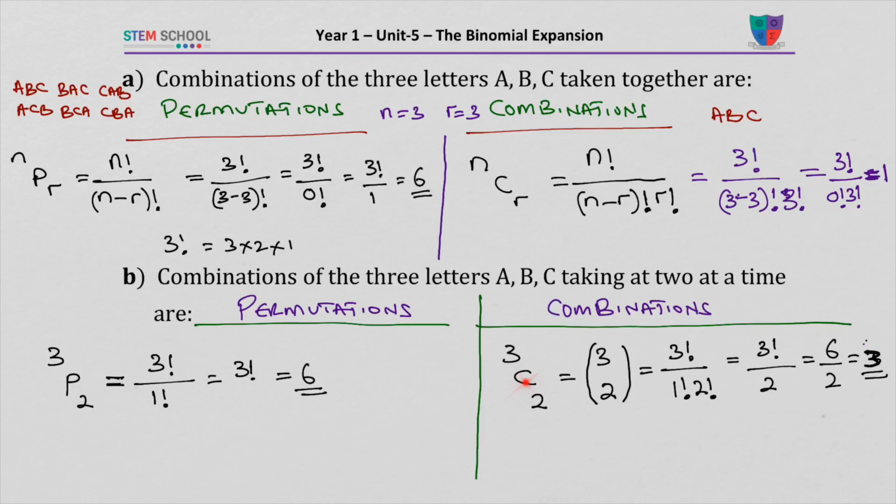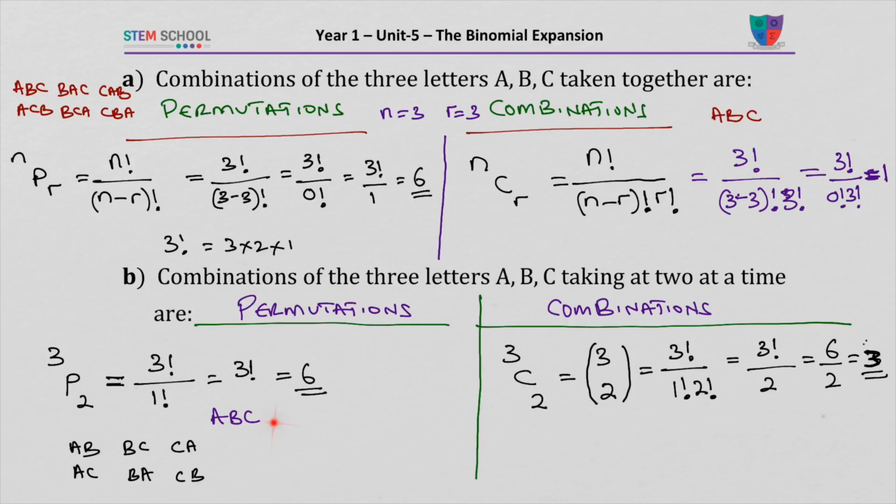So 3C2 equals, sometimes we write it as 3 colon 2, that's another way of writing this. nCr equals 3 factorial over (3 minus 2) factorial, that's 1 factorial, times r factorial, which is 2 factorial. 2 factorial is 2 times 1, which is 2. 3 factorial is 6. 6 over 2 is 3.